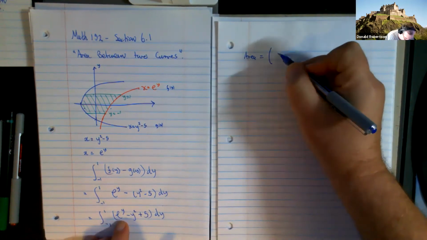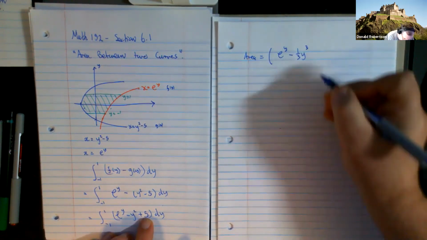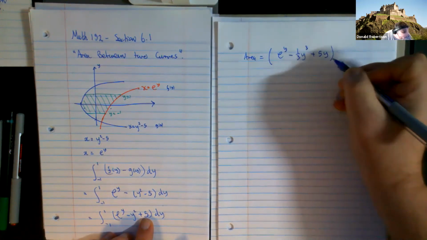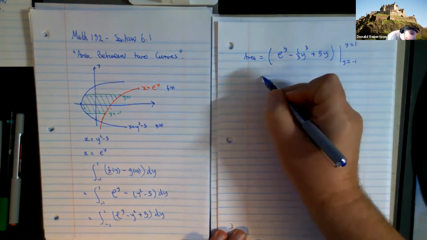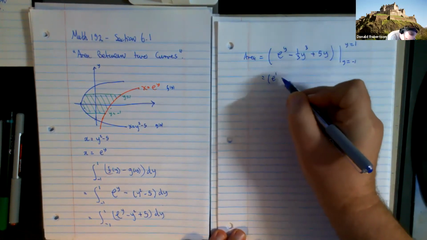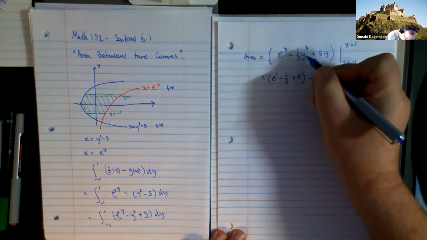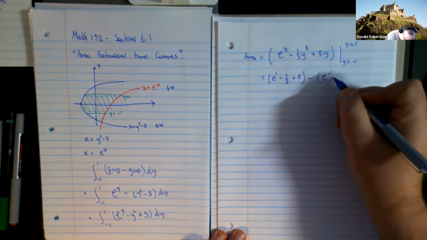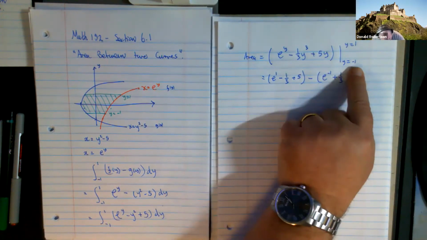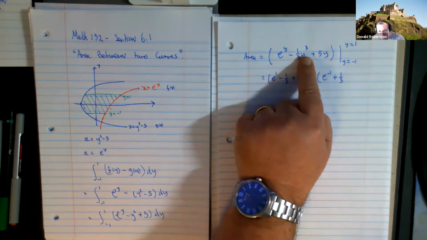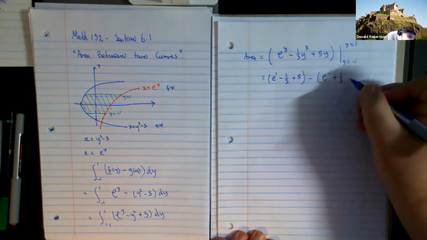So antiderivative is this guy, power rule, add 1 to the power, divide by the new power, and the 5 gives me 5y, and we'll be doing it from y equals -1 to y equals 1. Now, if you plug in 1 here, you'll get e to the 1, take away a third, plus 5. And if you plug in -1 here, here, and here, you get e to the -1. I'm skipping a line here. If you plug in -1 in here, -1 cubed is -1, times another negative is why that's plus a third. And if you plug in -1 here, it's -5.